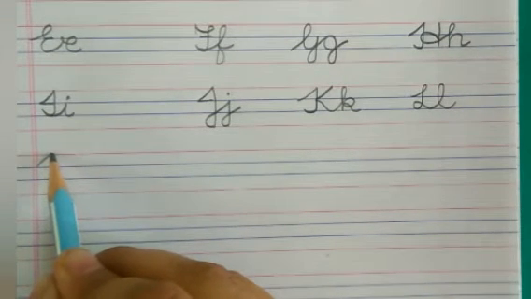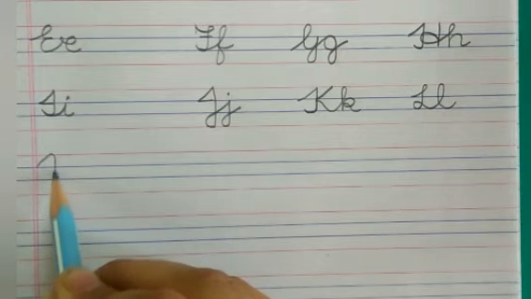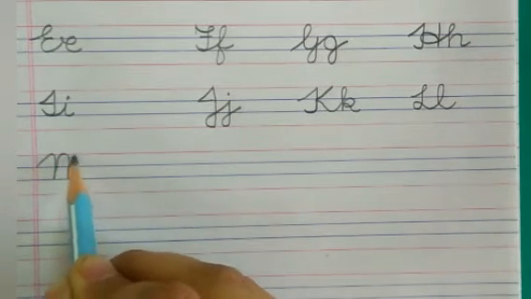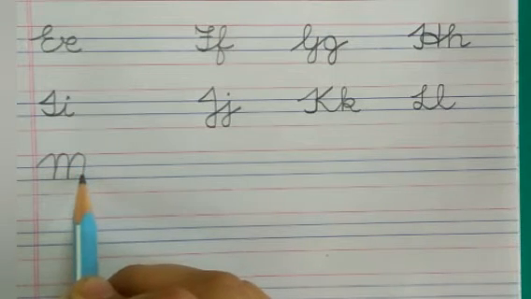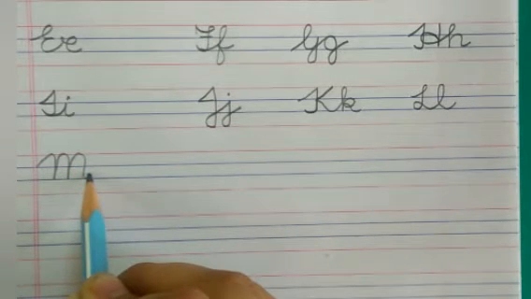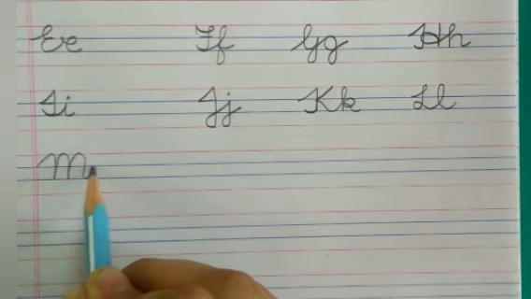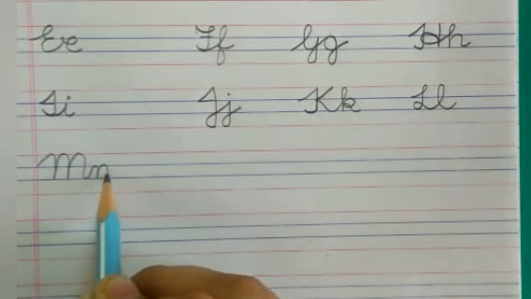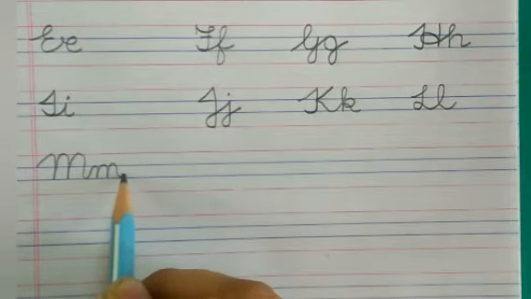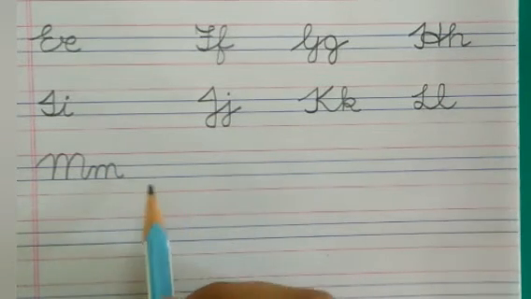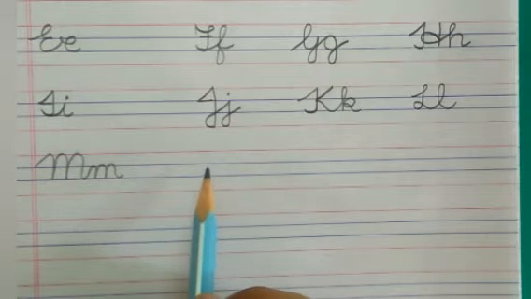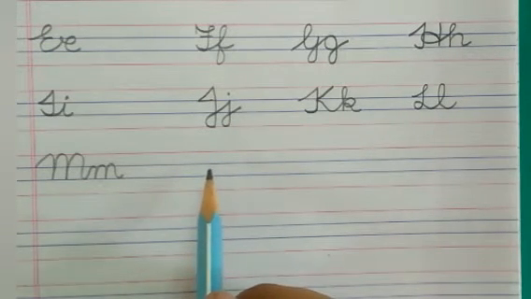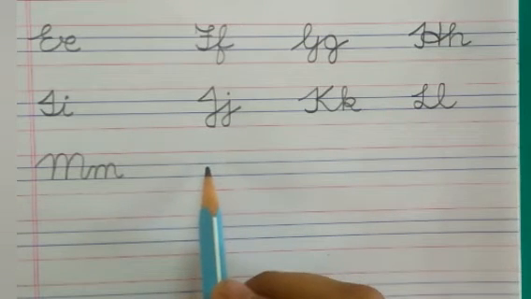Make a slanting line, move downward, again upward, then again downward, again upward, then again downward. For the small cursive alphabet, goes upward, then downward, then upward, then downward. Okay, this is your M. M for monkey. Our next cursive alphabet is N.